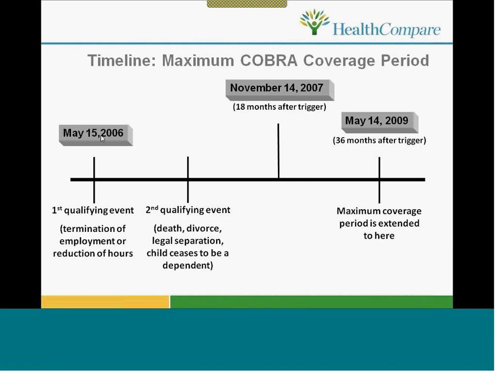So to sum up, in COBRA, it goes 18 months from May 15, 2006 to November 14, 2007. If during that 18-month period there's a divorce, for example, the spouse can get an additional 18 months, expiring May 14 of 2009, 18 months later.